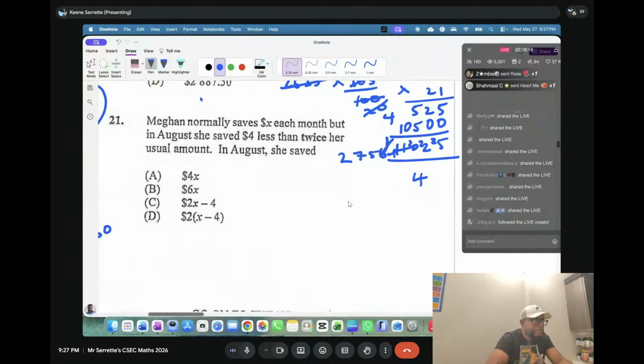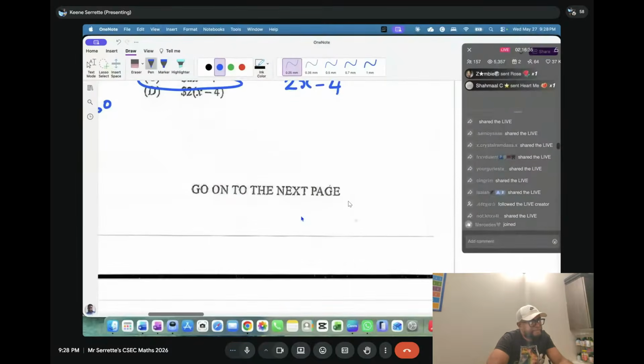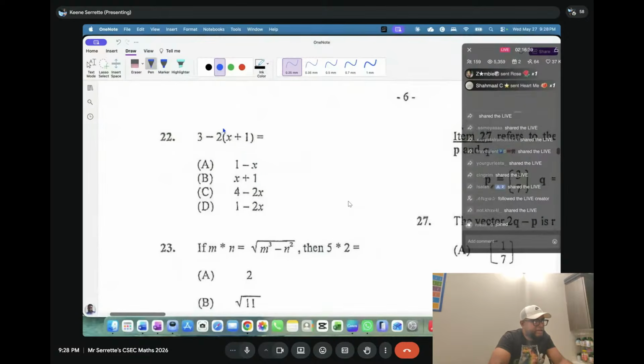So Megan normally saves x dollars each month, but in August she saved $4 less than twice her usual amount. In August she saved what? She saved x dollars usually, so she saved $4 less than twice her usual amount. Come on, what kind of easy question is that? Moving fast here. What's the answer?